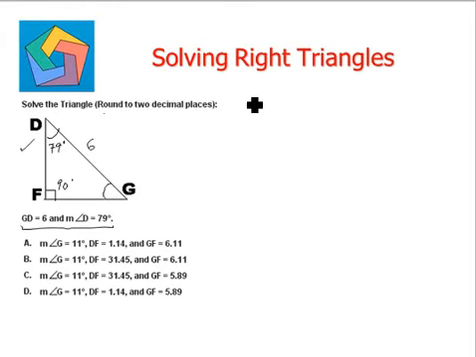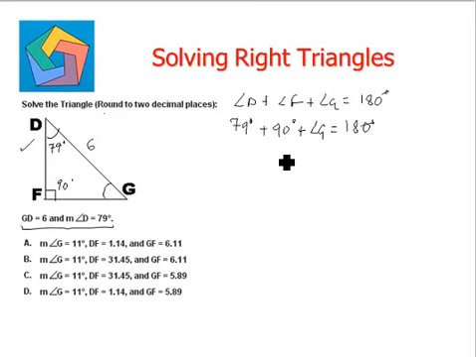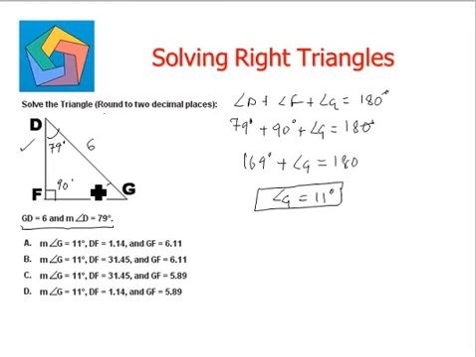As per the angle sum property, angle D plus angle F plus angle G equals 180 degrees. D is given to us as 79, plus F is 90 degrees, plus angle G equals 180 degrees. So 90 plus 79 equals 169, plus angle G equals 180. From here we find out that angle G equals 11 degrees. So first of all, we found that angle G is 11 degrees.